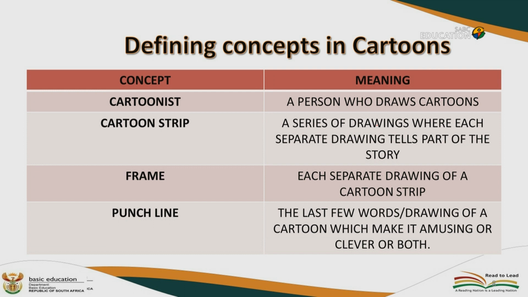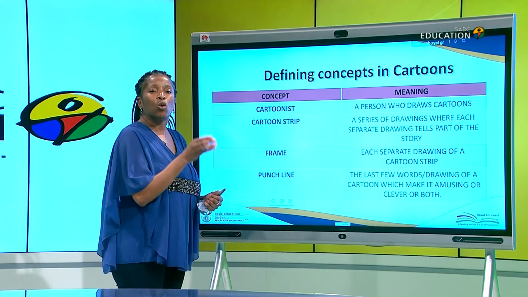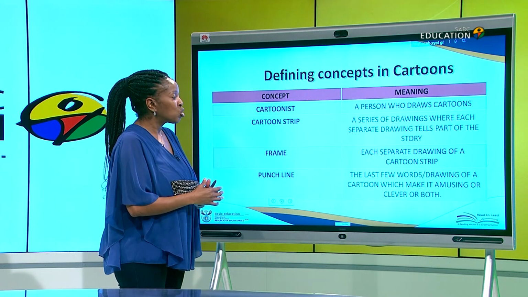A cartoon strip is basically a series of drawings where each separate drawing tells part of the story. Normally, you may have a frame which tells an entire issue or covers an entire issue. But with a strip, you have a series of frames that tell you a story from beginning to the end. And what is a frame? A frame is that piece of drawing that you find within the cartoon strip.